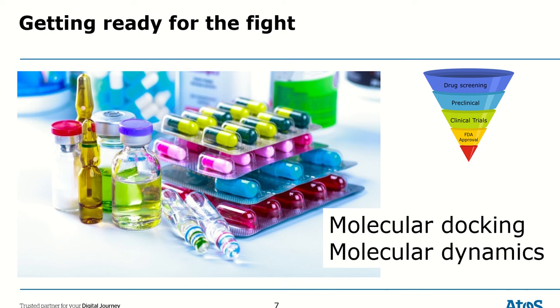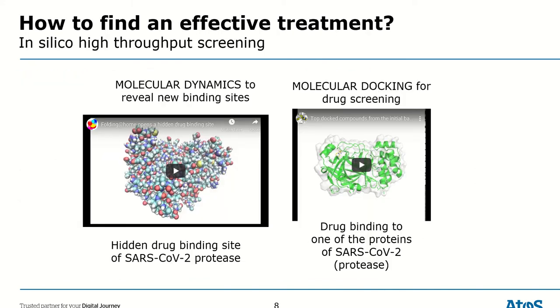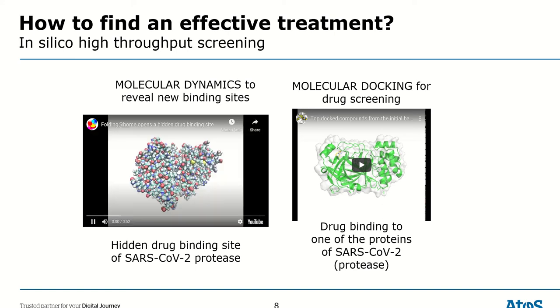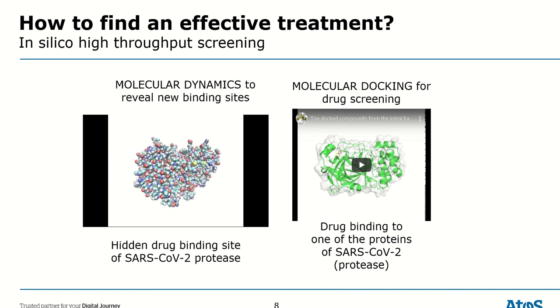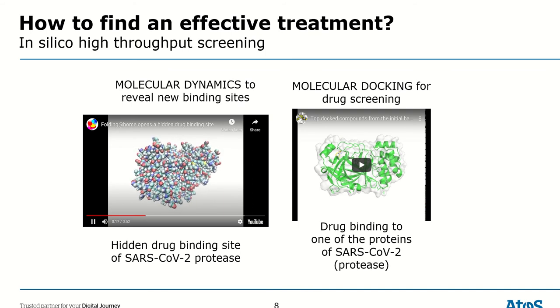So, molecular dynamics and molecular docking are two main methodologies that researchers use in the drug screening process. In the first, you simulate the movement of the atoms of a macromolecule, in this case the protease of a virus, which is responsible for its replication once the virus is inside the cell. In this video, you can see how these kinds of simulations can reveal new binding sites. As you can see here, eventually we will see a pocket in this structure, which is exposed. And obviously this would be a target for developing new drugs.